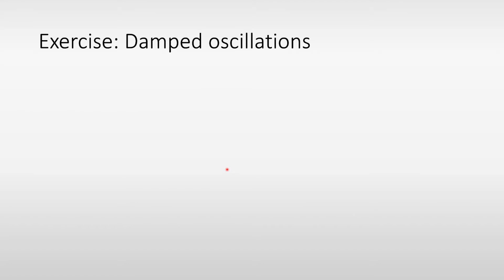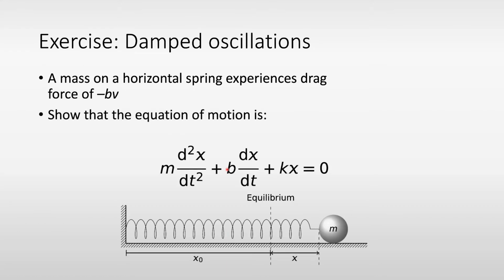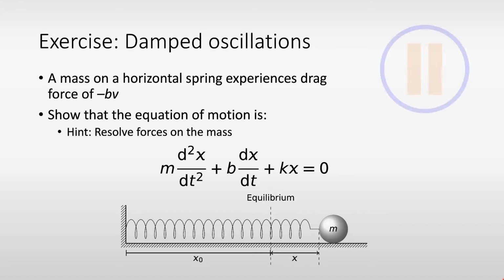So, as an exercise for damped oscillations, what we'd like you to do is think about a mass on a horizontal spring experiencing a drag force of minus bv. So what we'd like you to do is show that the equation of motion is described in this form. Pause the video and we'll come back to the discussion afterwards.